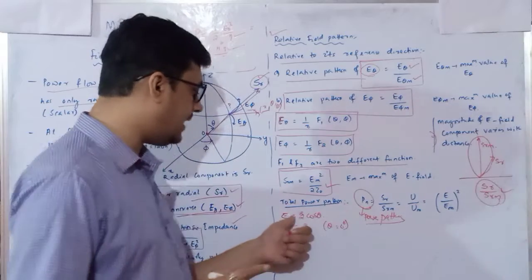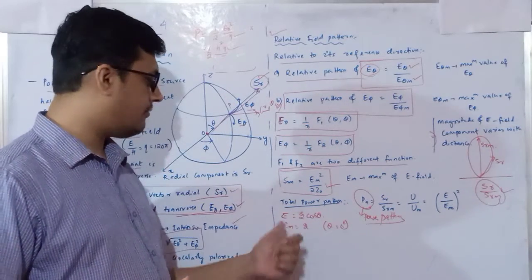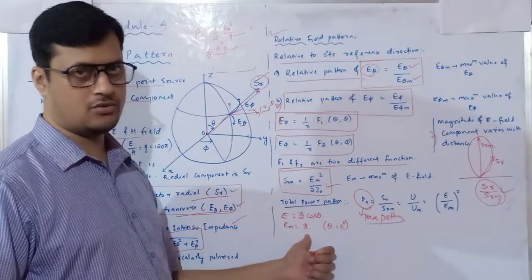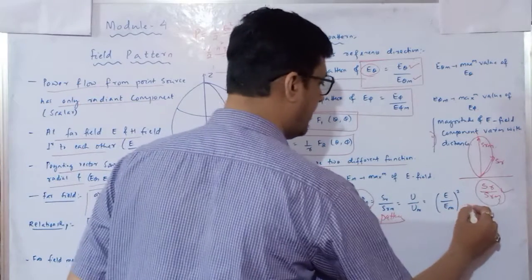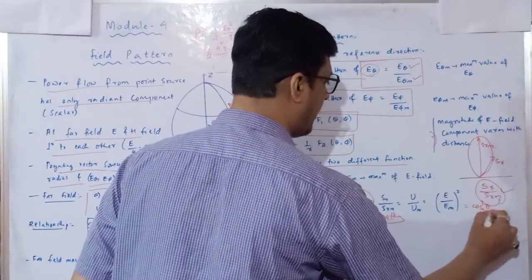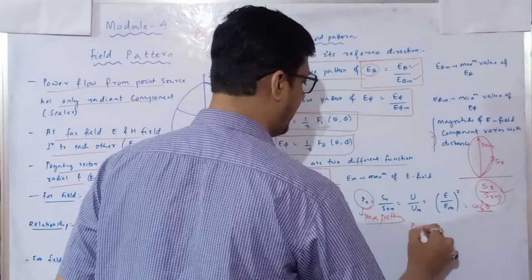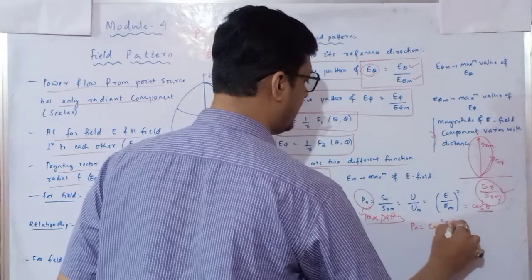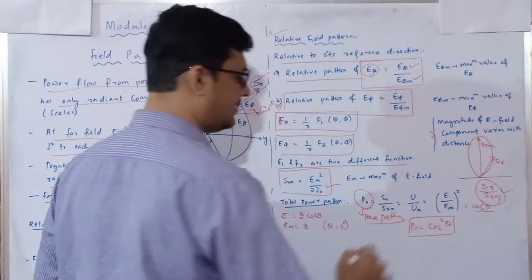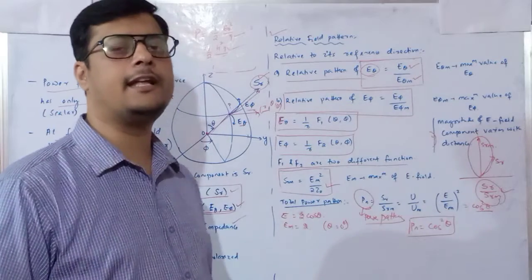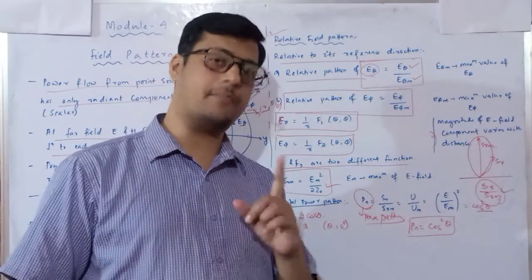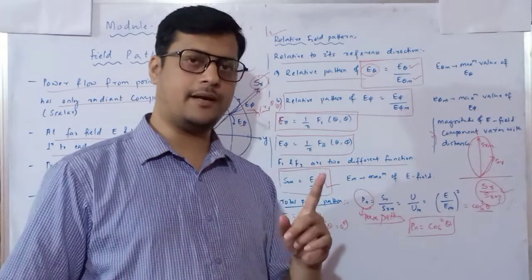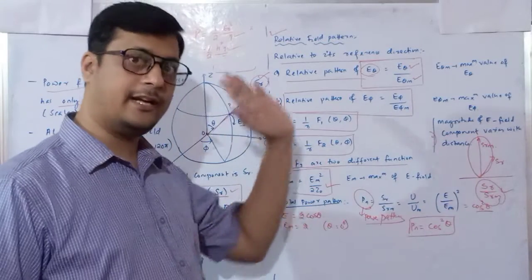What is E? E is 2 cos theta. What is EM? EM is 2. If you divide these, we will get cos square theta. So my radiation pattern will have the cos square theta term. This is called my radiation pattern, the power pattern. The radiation pattern depends upon intensity.